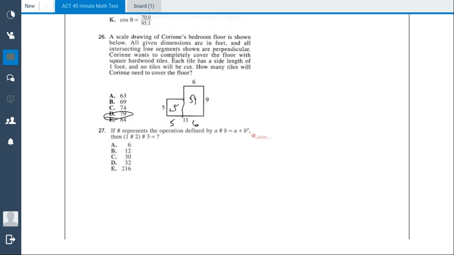When you have a weird question that looks like this, it's just substitution. So 1 number sign 2 would mean that I would stick in 1 there, and then I stick in 2 there, and I stick in 1 there, and I get 3. So this part ends up becoming 3. And now I've got to do 3 number sign 3. So that's my A, and that's my new B, and I substitute into that equation. So I get 3 plus 3 cubed, which is 30. So that's C.